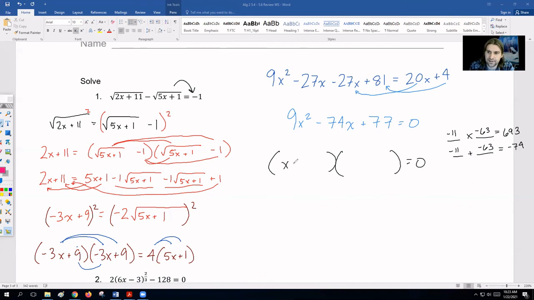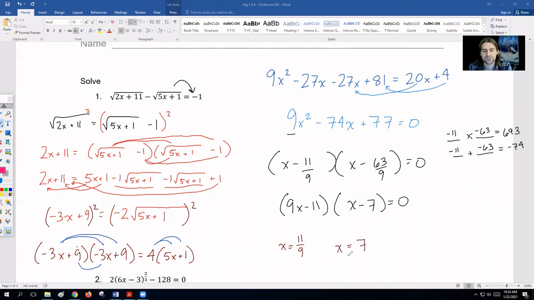All right, so we got an x minus 11 and an x minus 63, but we need to divide them both by 9 because that's the number in front. This does not divide here, so we'd get a 9x minus 11. And this one does, we get an x minus 7. So we have to solve both of these. If we add 11 over and divide by 9, it'd be 11 over 9. For this one, all we need to do is add 7 over, and that equals 7. So we got our two answers.